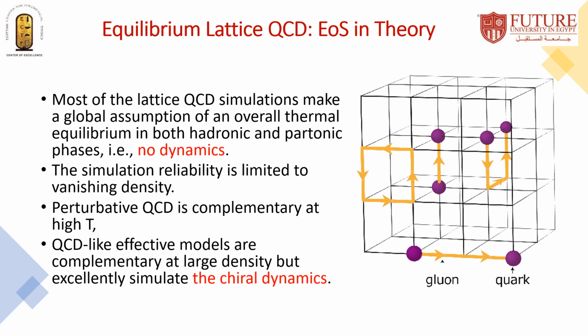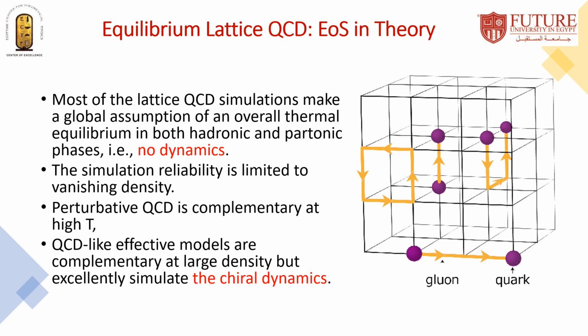Again, from the computational side, the perturbative lattice QCD is limited to a global assumption of an overall thermal equilibrium in both hadronic and partonic phases. This is a kind of approximation which we have to live with, because we don't have an alternative. We don't have the technology to deal with asymmetric lattice QCD.